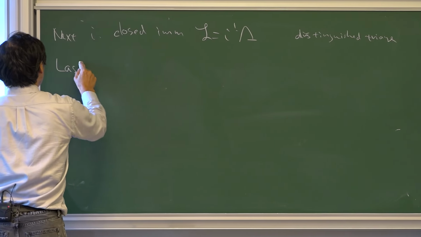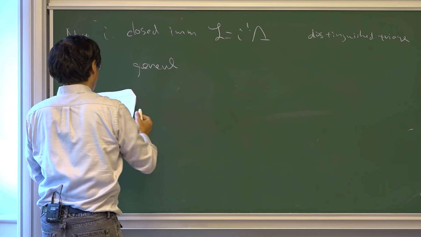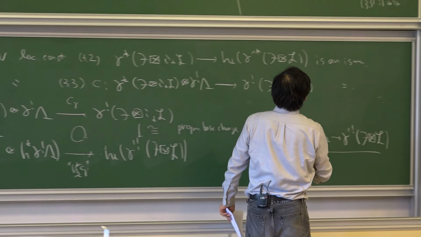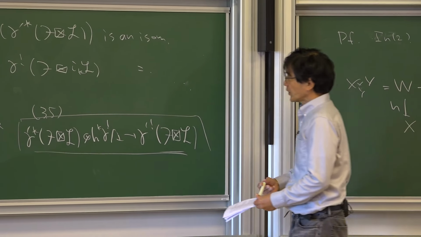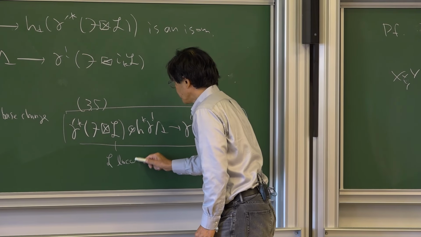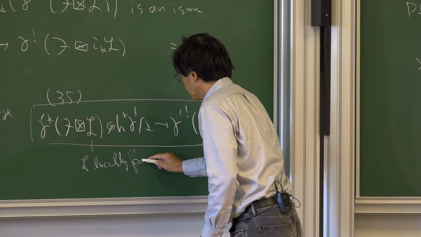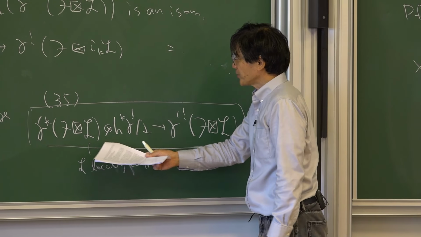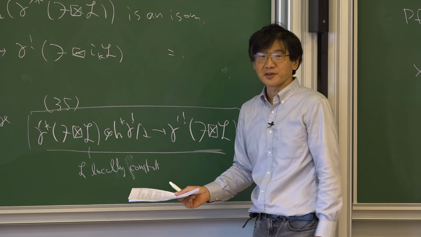The last one, so in general, we want to show that this is an isomorphism. But this L is locally free. Sorry, locally constant. So that means that it's enough to prove this isomorphism for a single non-trivial locally constant sheaf.